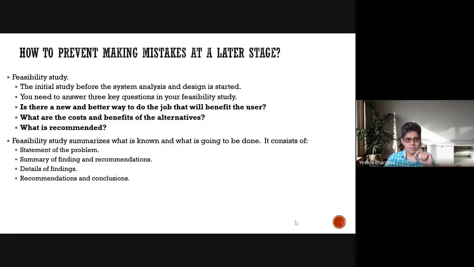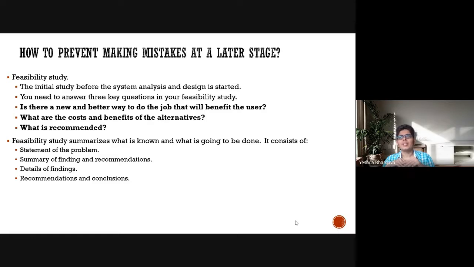So a feasibility study generally would summarize what is known on the subject and what is going to be done. Basically, it consists of a statement of the problem, a summary of findings and recommendations at the very initial stage. This would involve talking to the people who are involved, stakeholders, the people who are directly affected. So it involves lots of interviewing and ethnographic studies in some manner. Then you detail the findings, and based on that, you arrive at recommendations and conclusions. And based on that, you know whether or not you should proceed with the project. So this itself takes a lot of time.